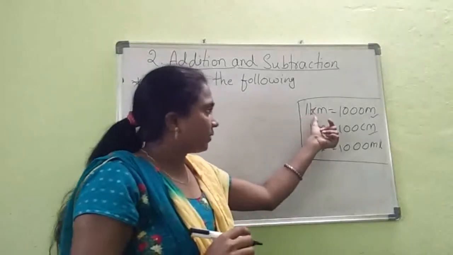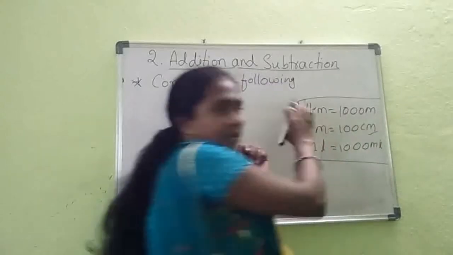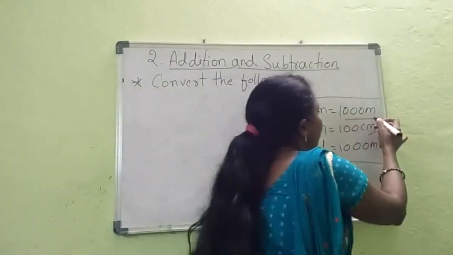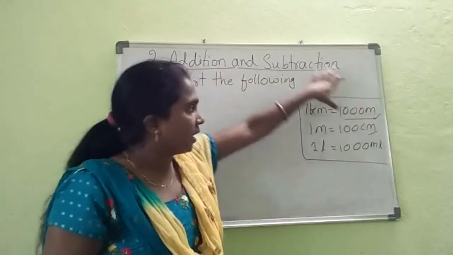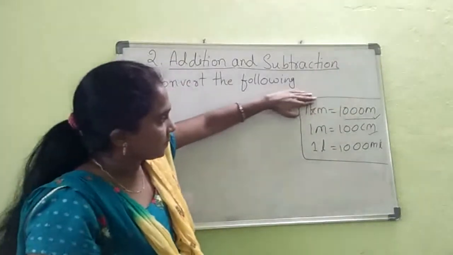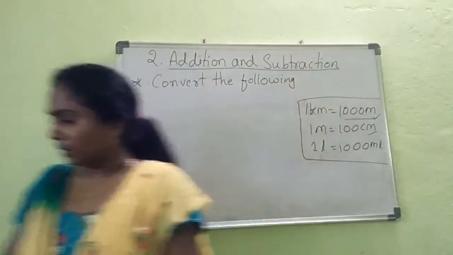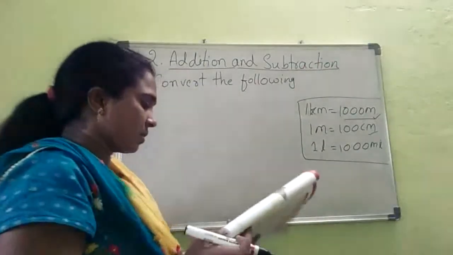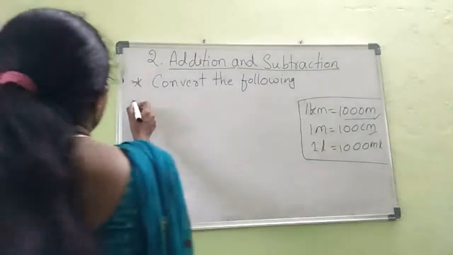That means in place of 1 kilometer we can write 1000 meters also. This equal symbol represents that the left side and right side values are the same. Okay. So here is one question based on these concepts. A very simple and small concept. Now we'll solve one question.